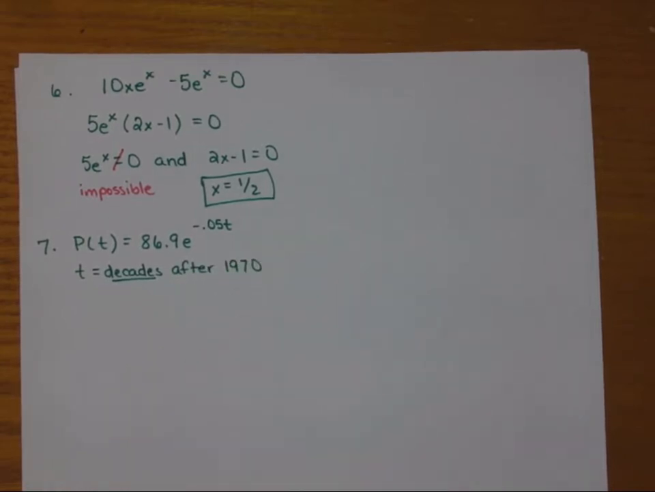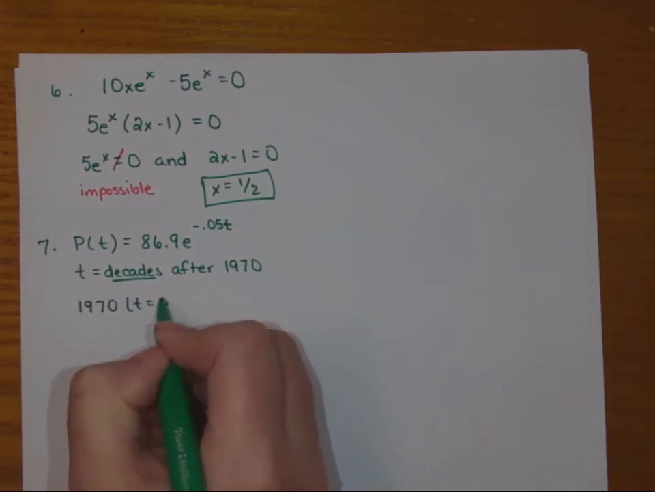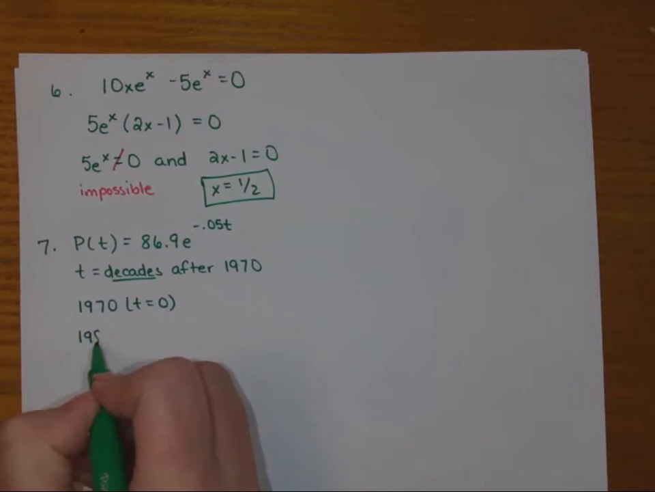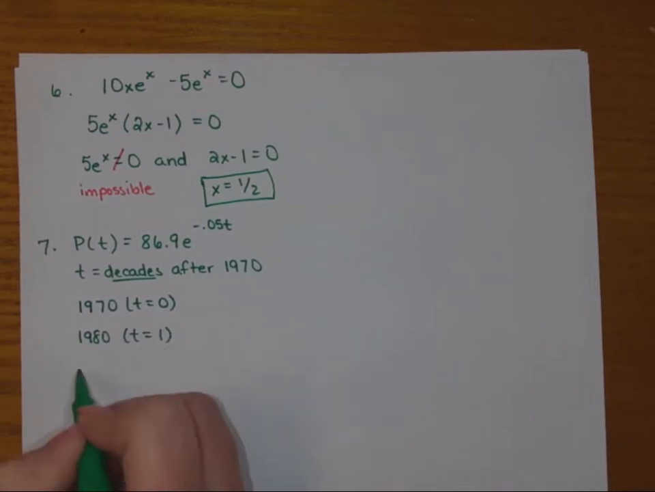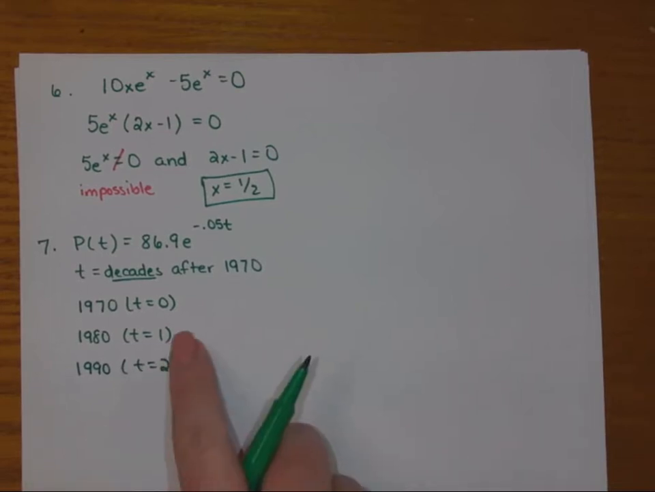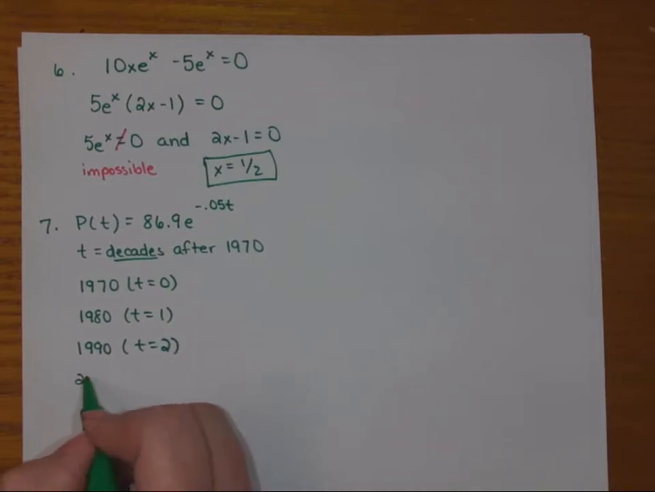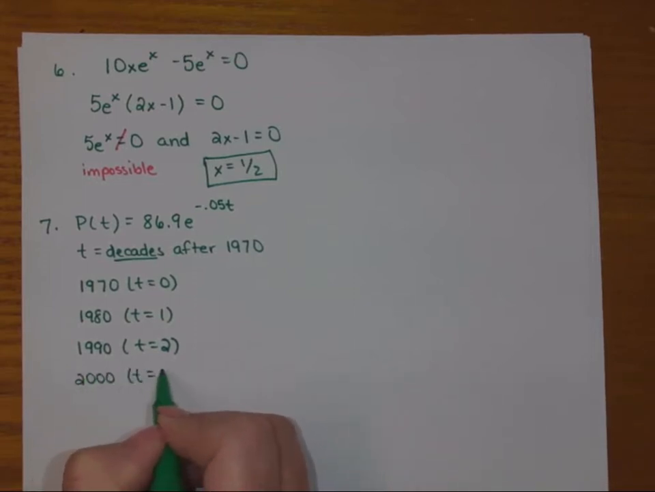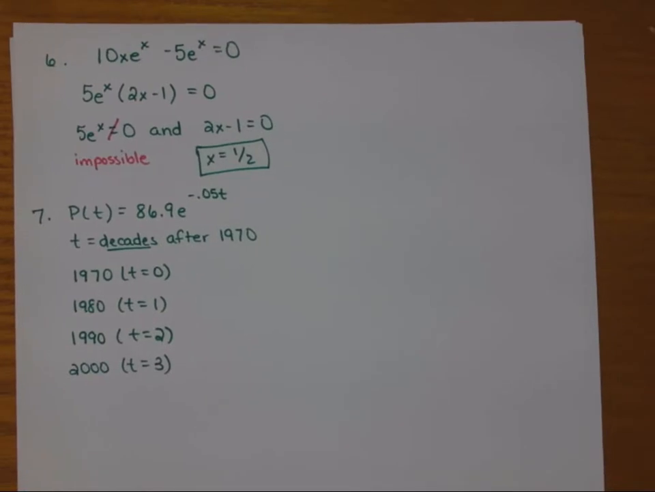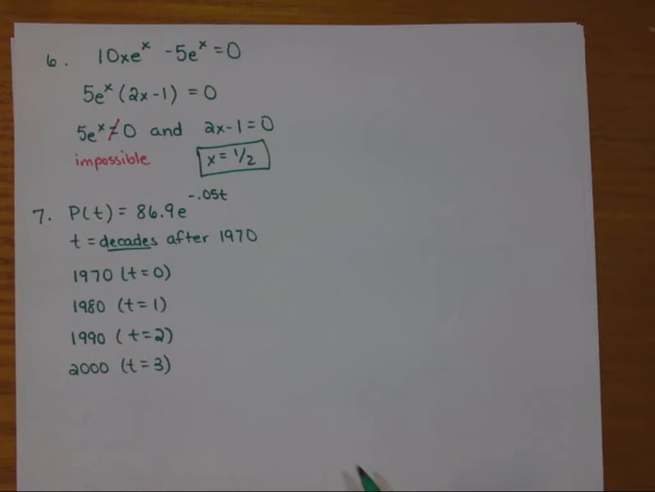So when it asks you to tell the percentage of families who were married households in 1970, 80, 90, and 2000, for 1970, it will be T equals 0. For 1980, it will be T equals 1. For 1990, it will be T equals 2, because this is 1 decade after 1970, this is 2 decades after 1970, and then finally, 2000 would be 3 decades after 1970. So we have a formula for percentage, so we'll just use the formula in our calculators.